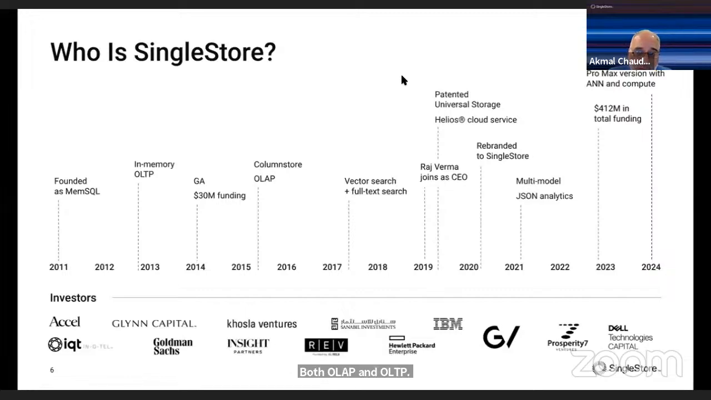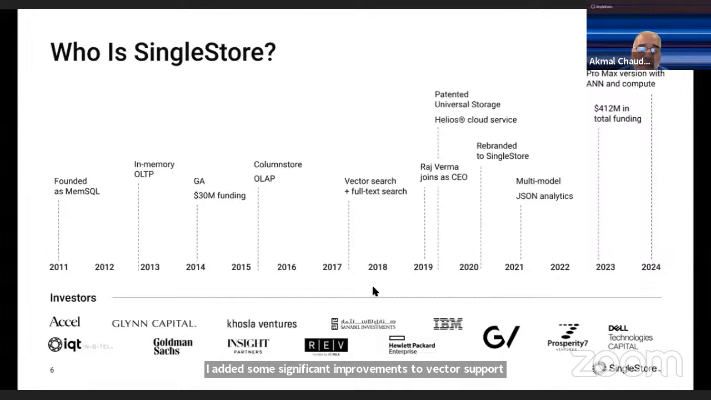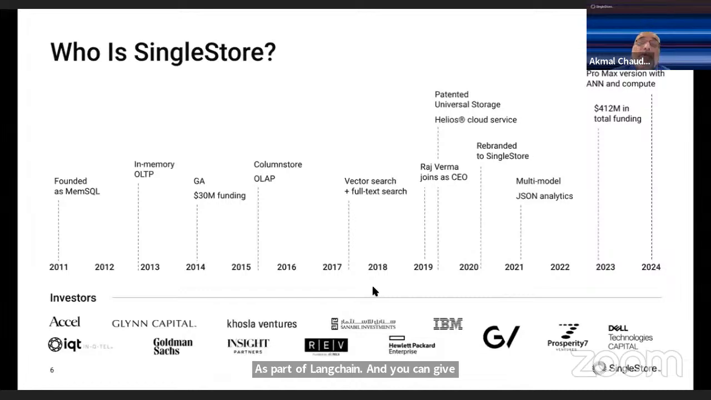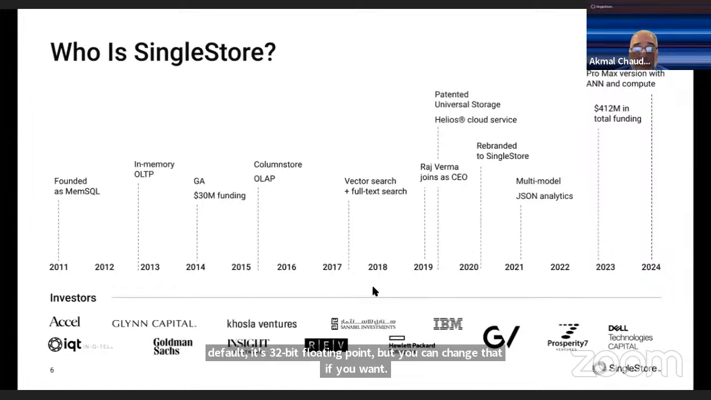A couple of milestones worth mentioning. The first one is vector search, a hot topic these days. Everybody's got vector search and vector support today. Keep in mind that SingleStore has had that capability since 2017. Now, we haven't been sitting on our laurels, so earlier this year we added some significant improvements to vector support. There is a dedicated vector type, which we're going to use today. I'll show you that as part of LangChain. You can give it some information in terms of number of dimensions. By default, it's 32-bit floating point, but you can change that if you want. We'll take the default today.